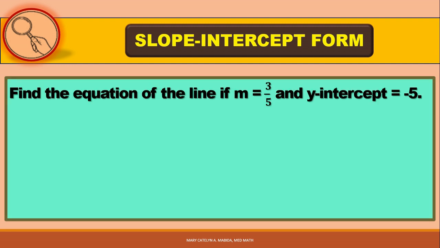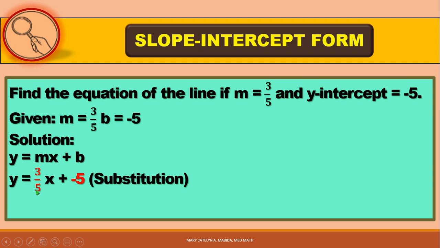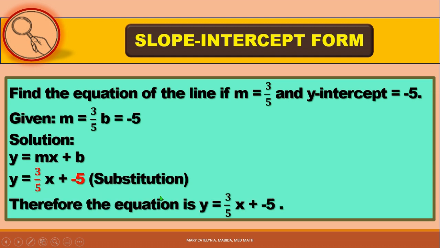Another example. Find the equation of the line if m is equal to 3 over 5 and the y-intercept is equal to negative 5. Given our slope is 3 over 5 and our y-intercept is negative 5, we substitute the values to our m and b. Our m is 3 over 5 and our b is negative 5 by substitution. Therefore, the equation is y is equal to 3 over 5x plus negative 5.